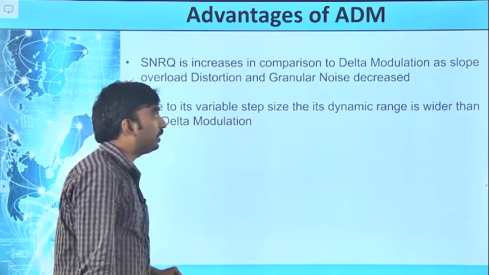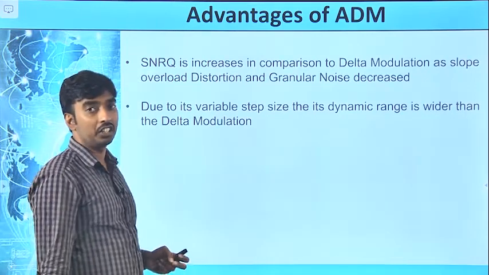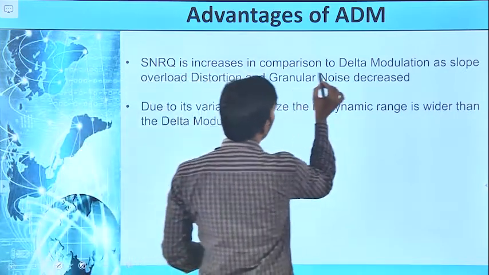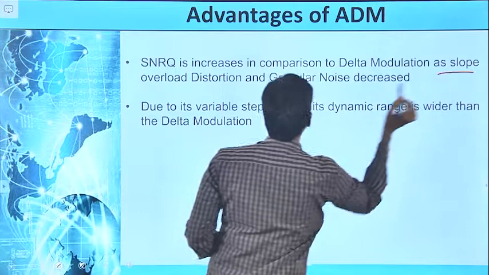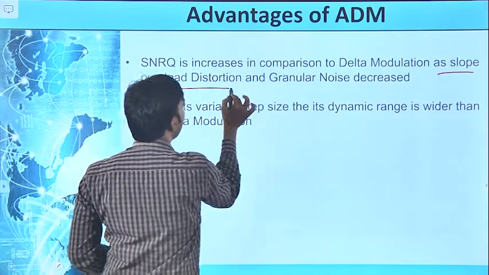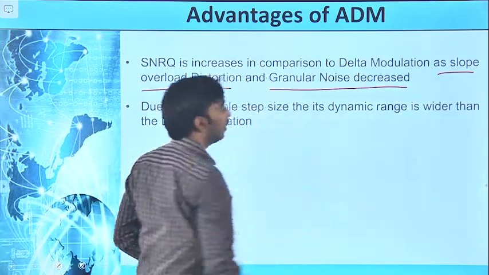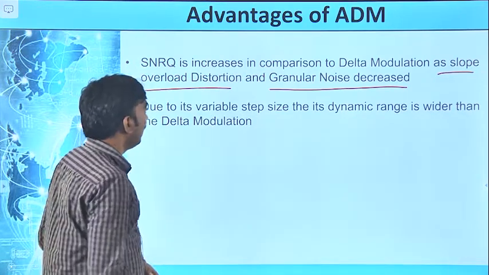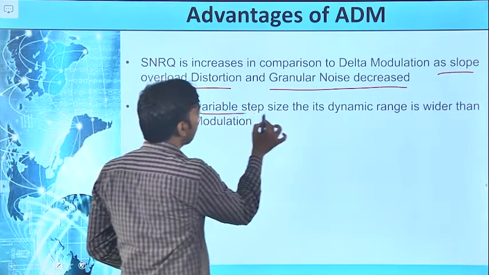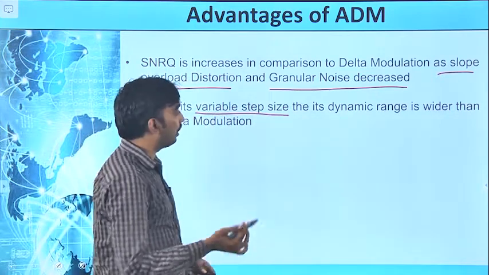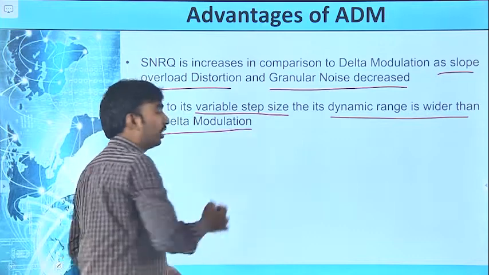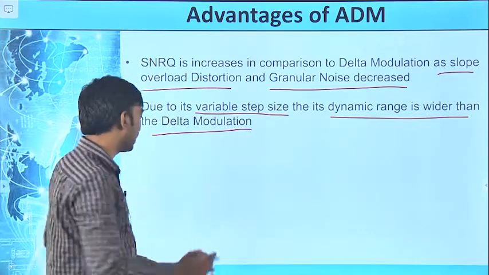And what are the advantages of adaptive delta modulation over delta modulation? It eliminates the slope overload distortion as well as granular noise. It reduces the errors, right? And because of variable step size, the dynamic range is wider than the delta modulation. It is very simple in a layman understanding.